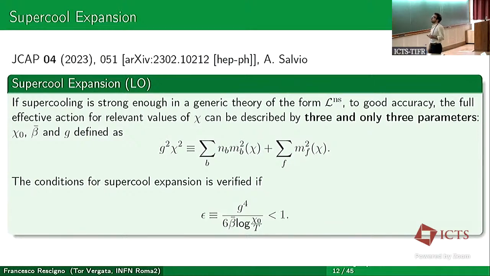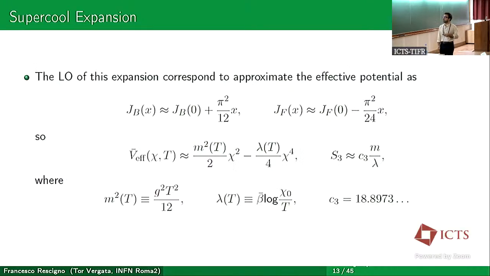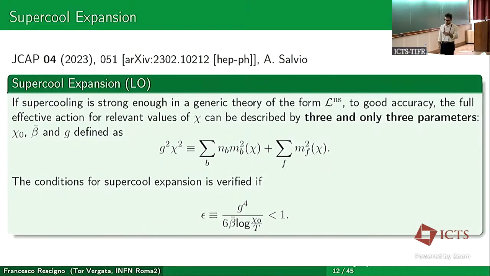If the supercooling is strong enough in a generic theory of the form we saw before, to a good accuracy, the full effective action for relevant values of the field can be described by 3 and only 3 parameters, phi 0, beta bar, and G, where G is defined as follows and can be thought of as a generalized coupling of the fields of the theory to the flat direction phi. The condition for supercooled expansion is that this parameter epsilon, defined as follows, is smaller than 1.